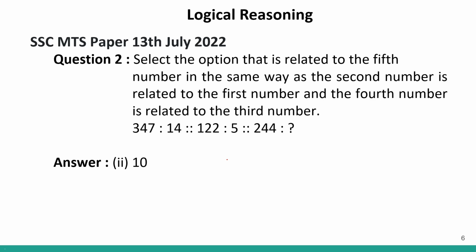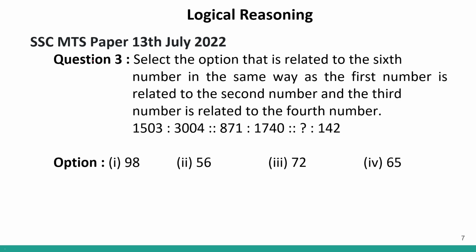Now, question number 3. Again, analogy question. So here, pair number 1 is given to us, pair number 2 is given to us, and we have to find the missing element in pair number 3. Okay? So I can see 1503 and 3000 something. This is approximately double. And similarly, 800 something and 1700 something. This is approximately double. So maybe some logic is being used.